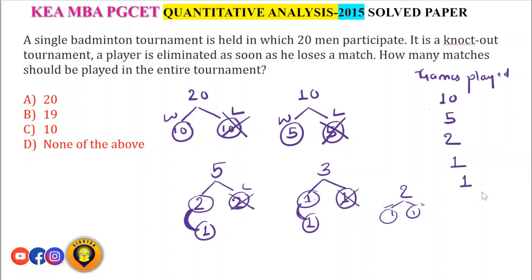So what is the total number of games played then? 10 plus 5, 15. 16, 17, 18, 19. So the total number of games played here is 19, option B.